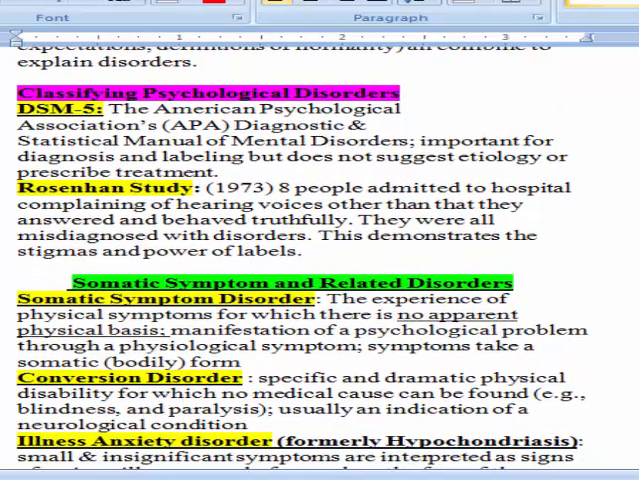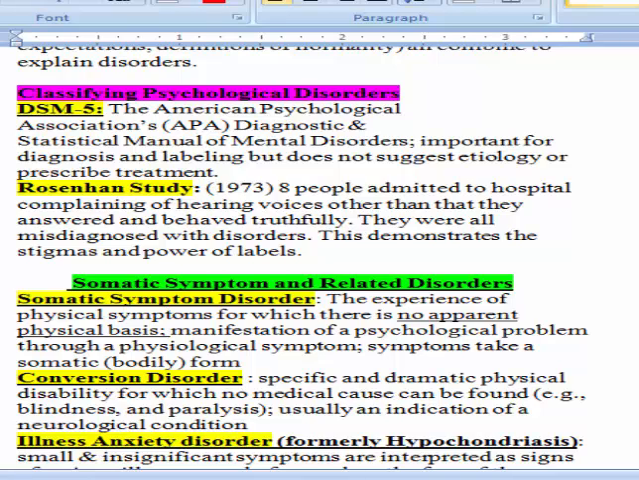This information is going to be different from in your book. Remember that we've updated to the DSM-5. So that's the Diagnostic and Statistical Manual of Mental Disorders, and it's extremely important for diagnosis and labeling, but remember, it does not suggest etiology or prescribed treatment. So what that means is it doesn't tell us where the disorders come from. It doesn't take any singular perspective in terms of saying it happens because of this or that, but instead, all it's trying to do is describe the disorder.